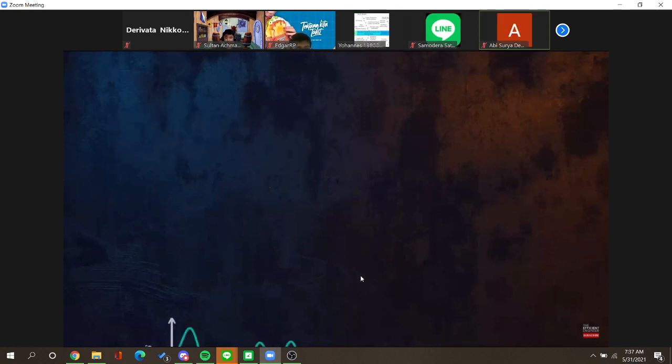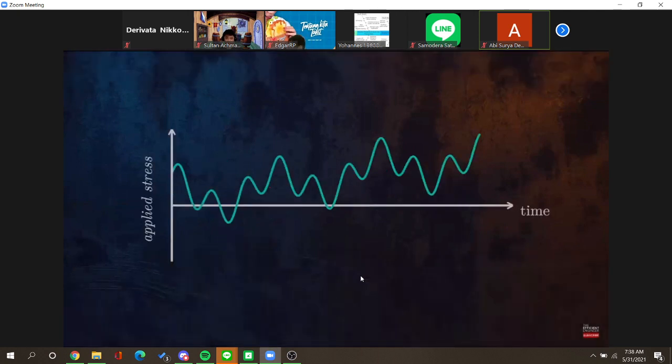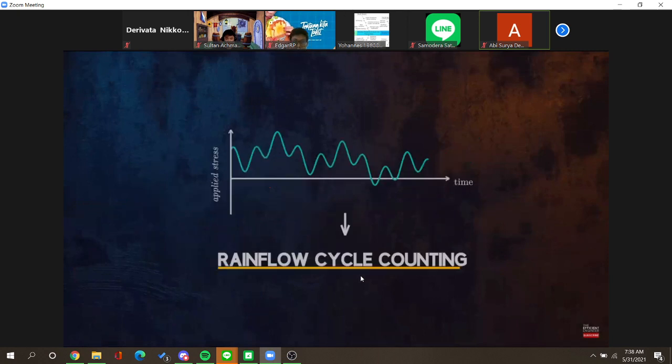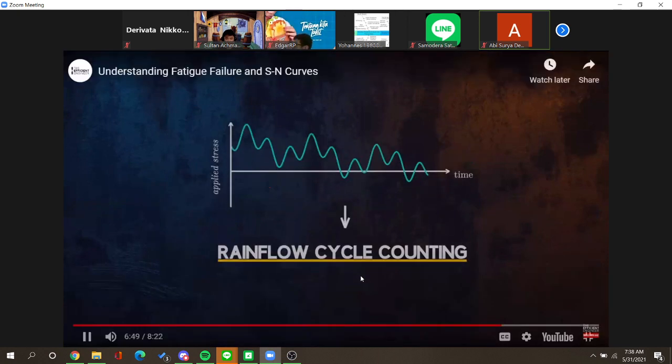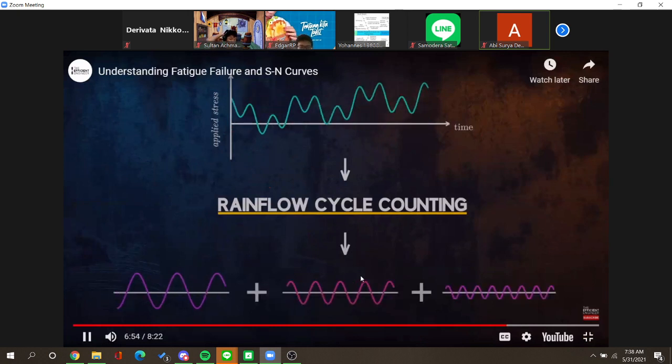In many real-world cases, the applied loading is likely to be far more complex than what we have considered so far. We can use techniques like the rainflow counting method to simplify a complex stress spectrum into a number of simpler, constant amplitude cycles.